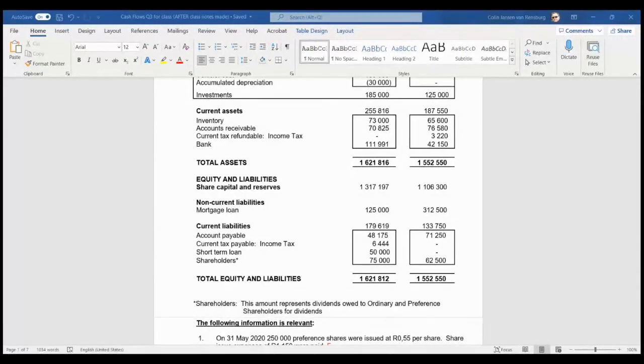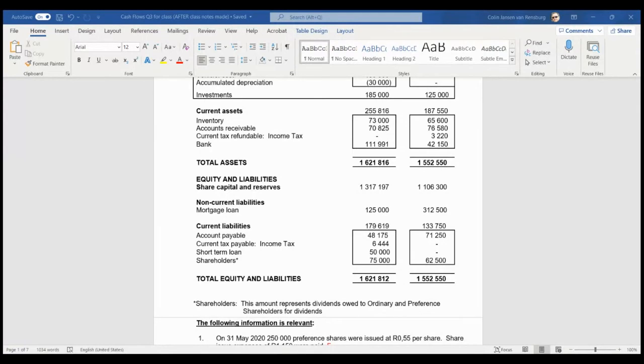Also, no. Why not? Because it relates to what kind of activity? Let's take this argument to its ultimate point. That relates to what kind of activity? Financing. Thank you, Kubile. That relates to financing. So it's not part of operations. So therefore, thank you, Apiwe and everyone else. So that is not part of operations. So it's therefore also not considered to be part of our working capital either.